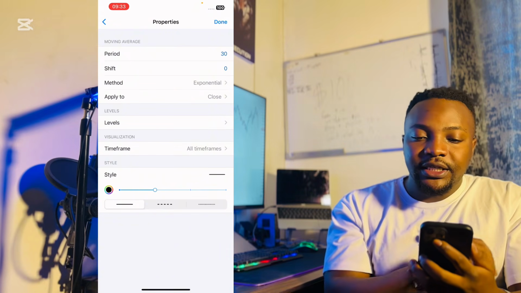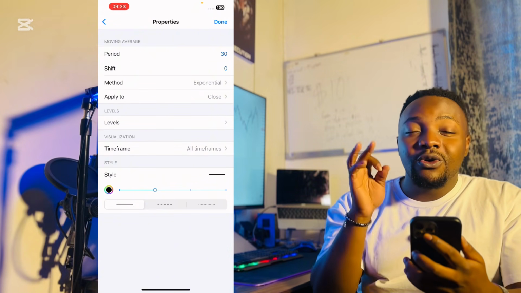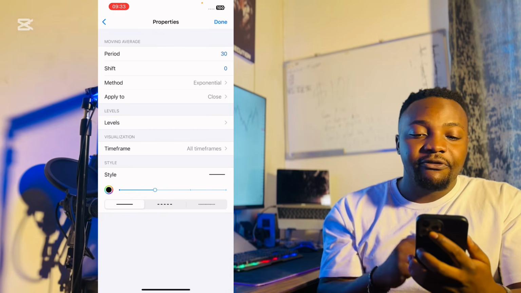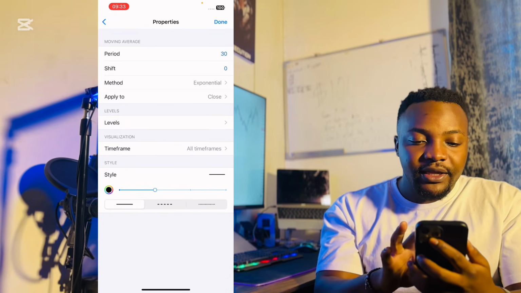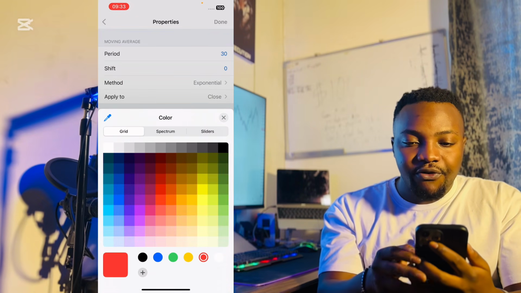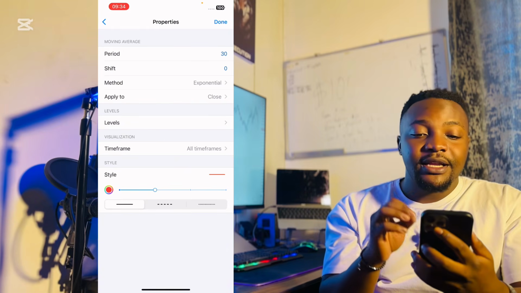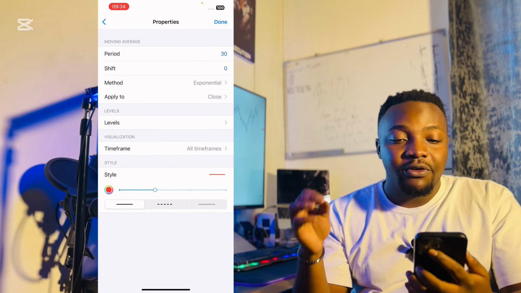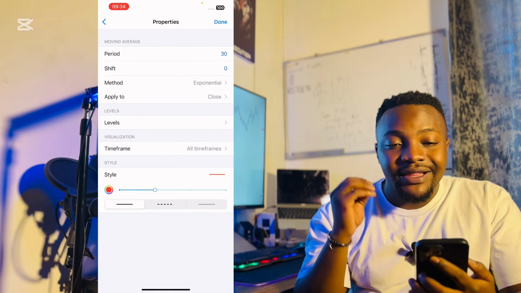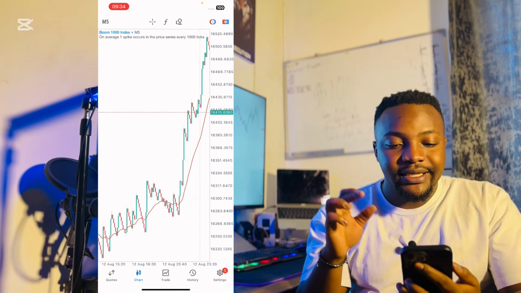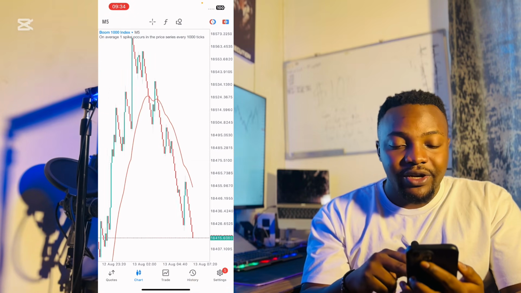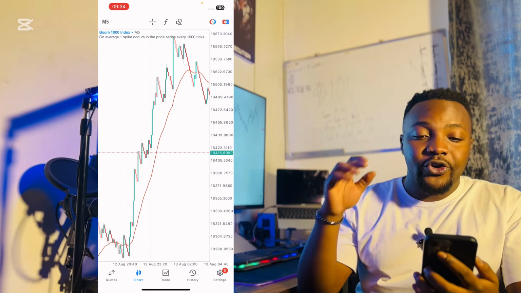And on visualization, keep it on all time frames, although I'm going to show you a specific time frame that you have to use. And then the style for this one, we're going to make it red. Please try and follow the same colors that I'm using so that you don't get confused. Okay, then once you have these properties, all you have to do is to click done, and you have this red line fully installed on your chart.